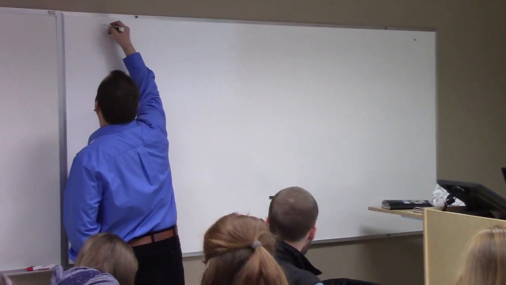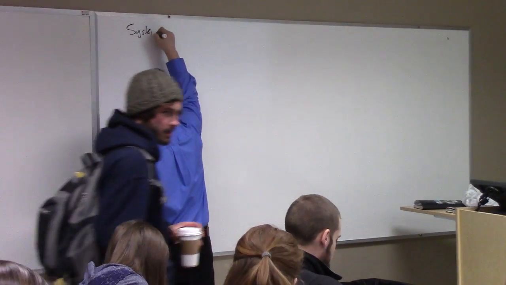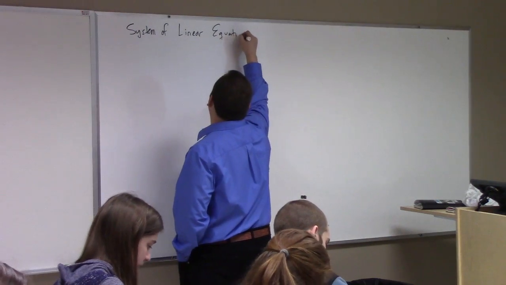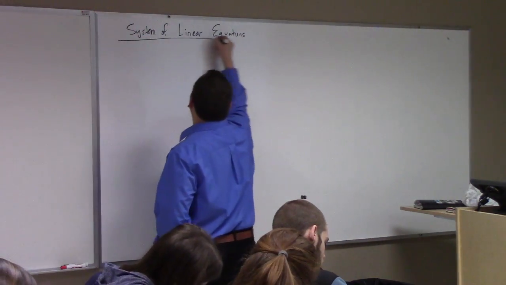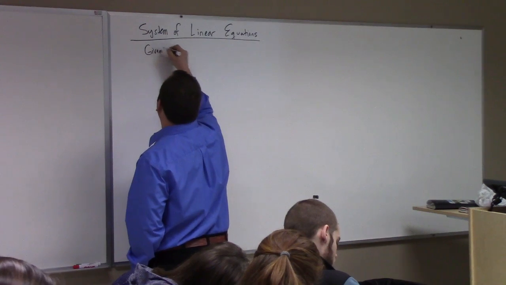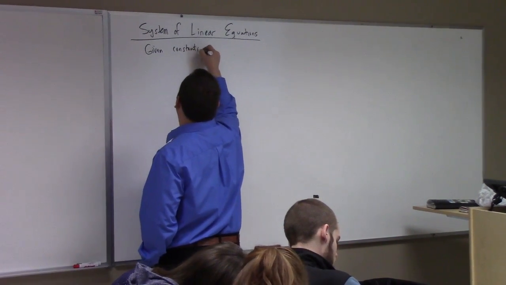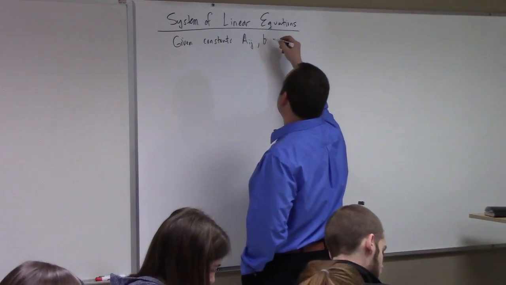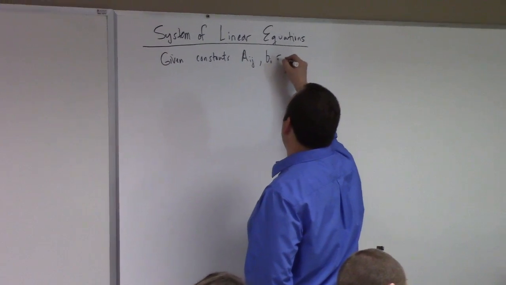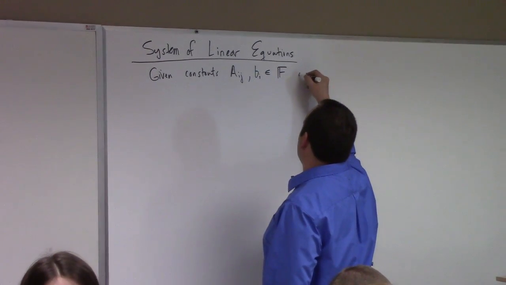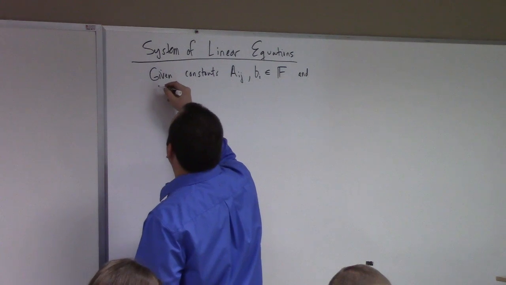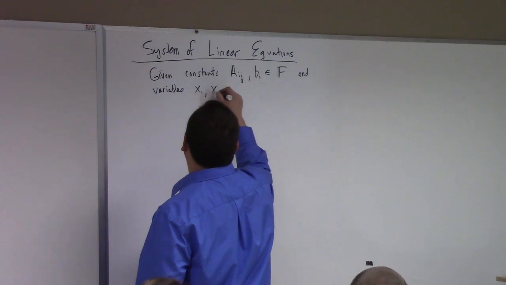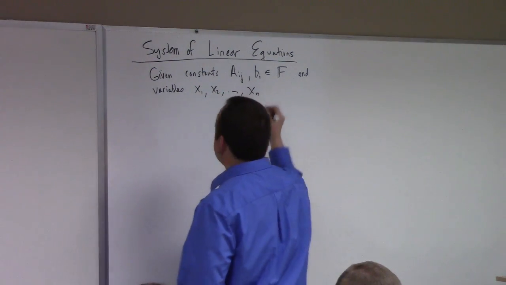Again, so to start with, I need to define for you what is a system of linear equations. All right, so basically we're given constants a_ij, and let's say b_i, in some field, and variables. I mean, these aren't really given to us, but x1, x2, all the way up to xn.